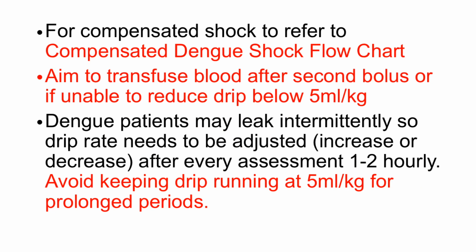For compensated shock, just refer to the compensated dengue shock flowchart at algorithm A. And dengue patients may leak intermittently, so the drip rate needs to be adjusted at every assessment, every 1 to 2 hours. So avoid keeping the drip running at 5 ml per kg for a prolonged period.